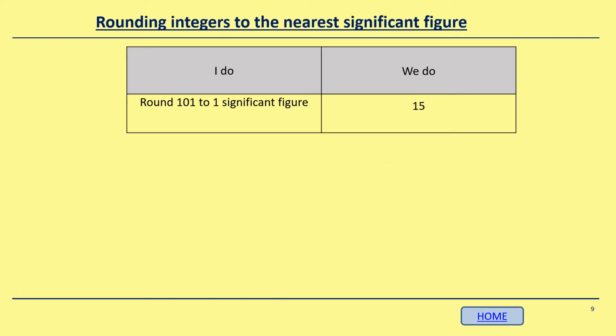Round 101 to just 1 significant figure. My first significant figure is the 1. My line goes under the 0, so nothing really needs to be done. It just needs to go to 100. Now you do 15.